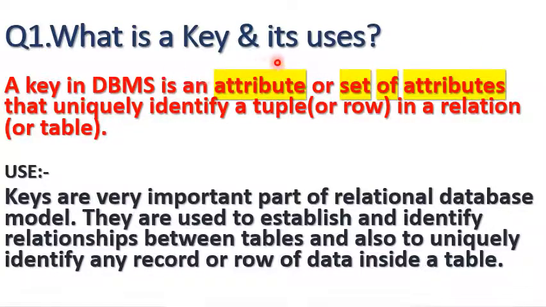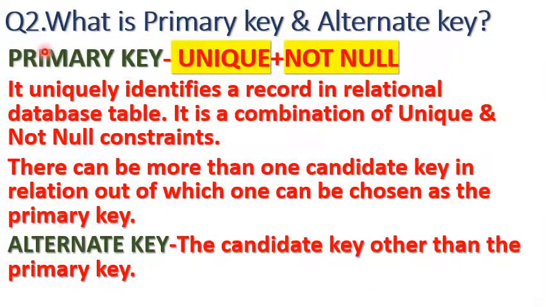What is a key and its uses? A key in DBMS is an attribute or set of attributes that uniquely identify a tuple or row in a relation or a table. Keys are a very important part of the relational database model. They are used to establish and identify relationships between tables and also to uniquely identify any record or row of data inside a table.